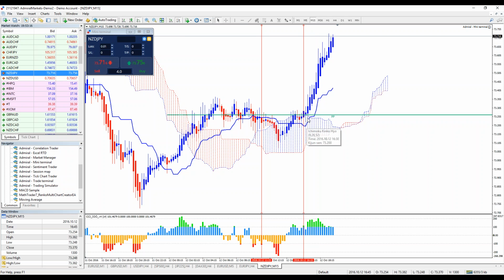Above the blue line at the pivot point, above the cloud, and watch this. Momentum above 100. Watch this, Mario. 46 pips.